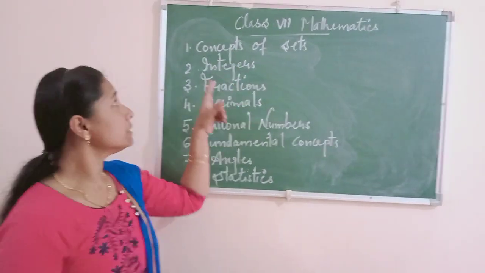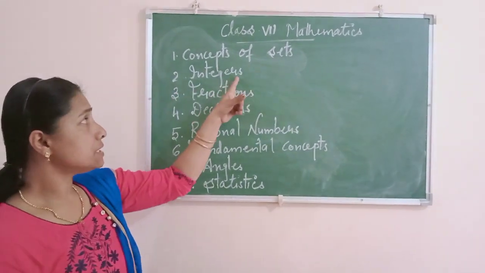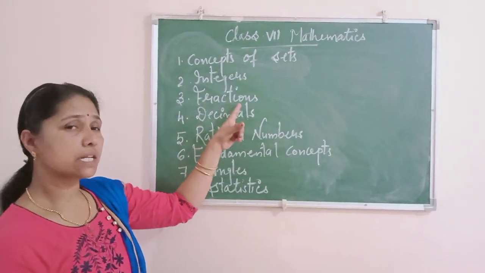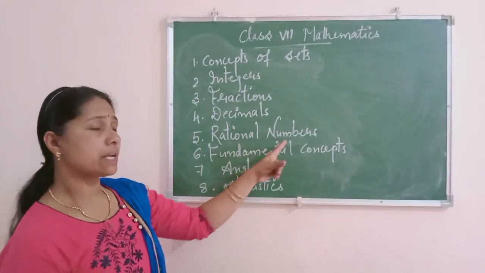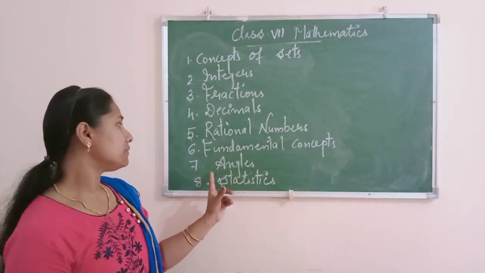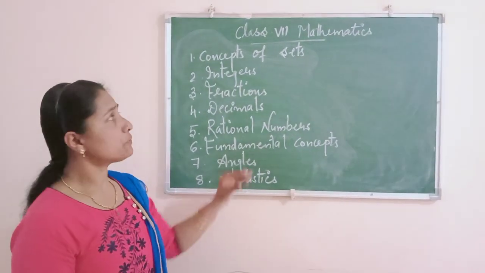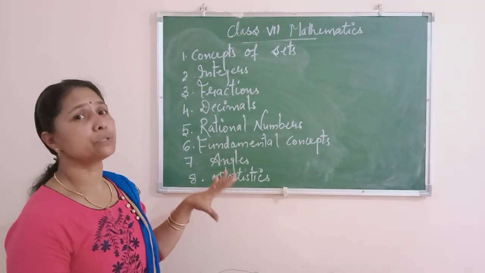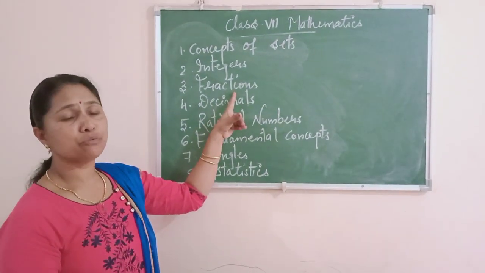The chapters are: first, concepts of set; second, integers; third, fractions; fourth, decimals; fifth, rational numbers; sixth, fundamental concepts; seventh, angles; and eighth, statistics. From these 8 lessons today, let us begin with the third chapter, that is fraction.